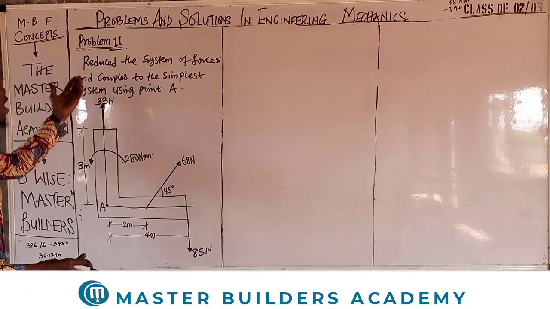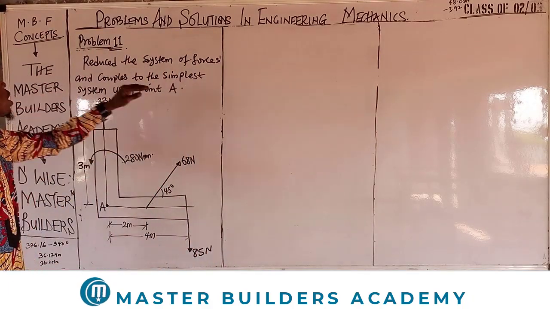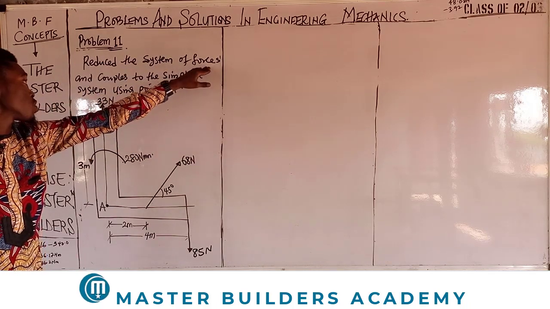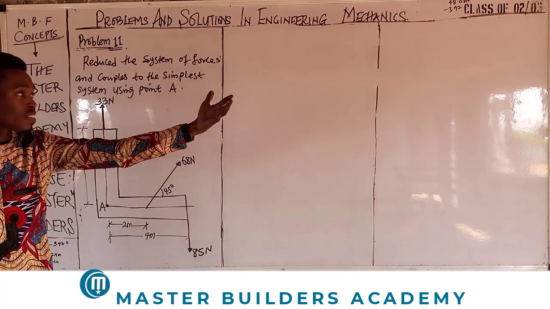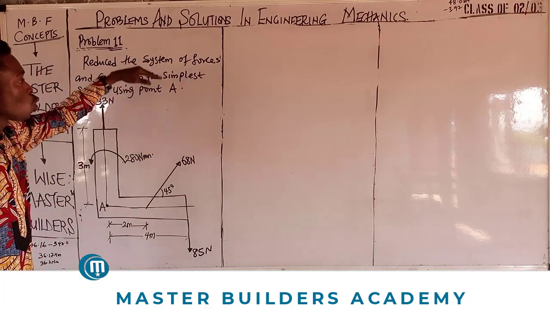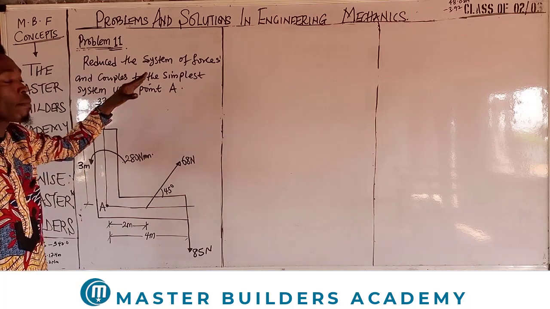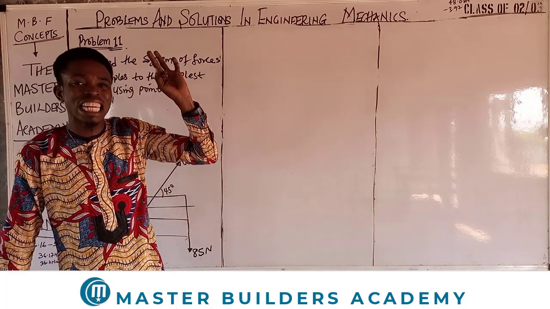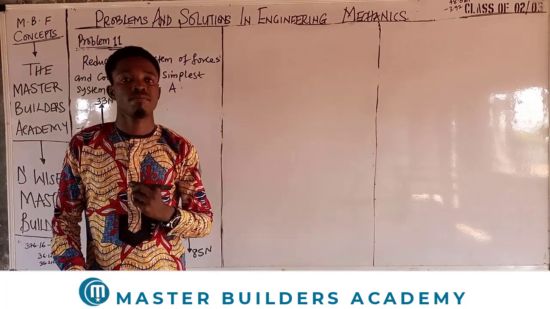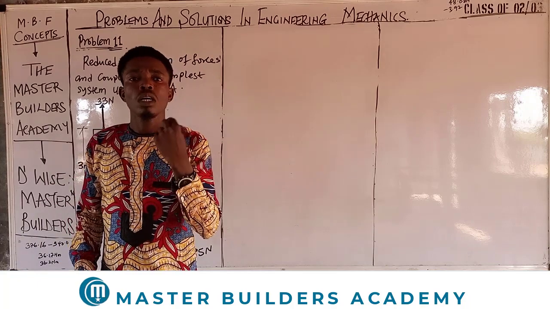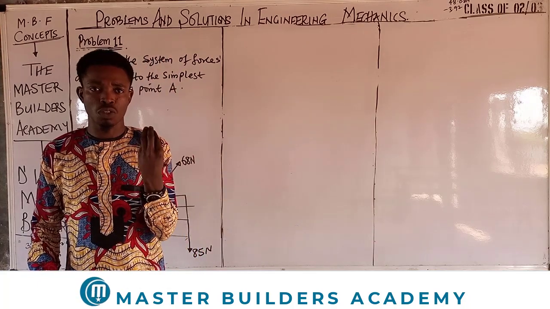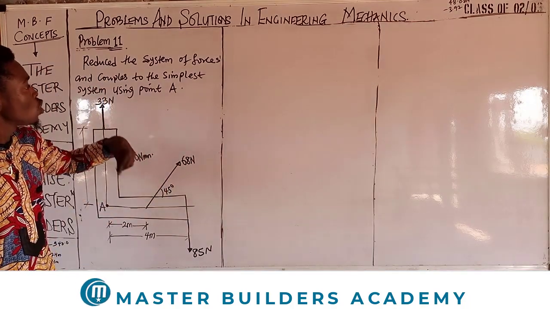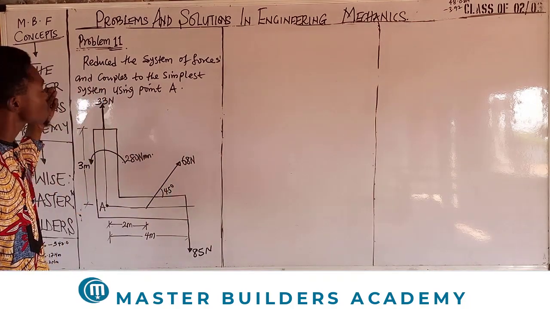Now on the board we have problem 11. Now we are asked to reduce the force system, or the system of forces. Reduce the system of forces and couples to the simplest system using point A. In other words, taking point A as our reference point. Now, what do you understand about this question? Reduce the system of forces and couples to the simplest system.